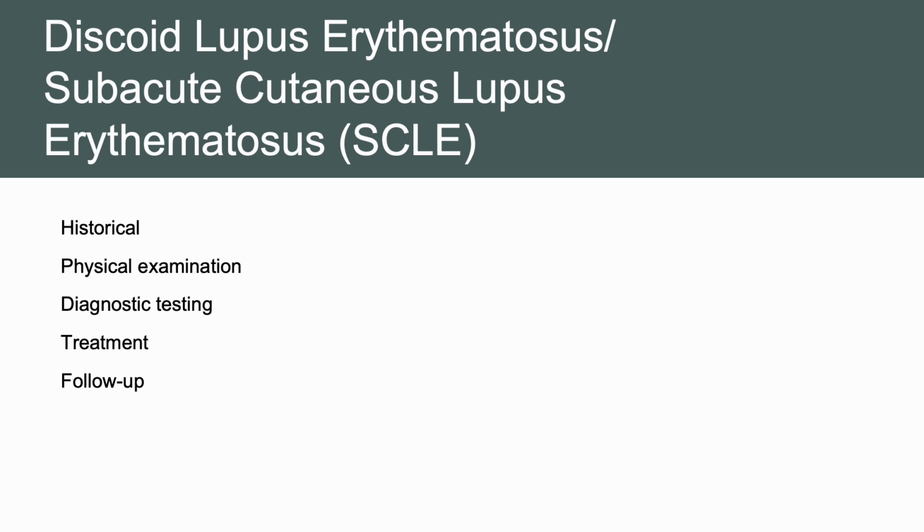For history, we want to discuss a history of photosensitivity. Physical exam shows characteristic lesions. Diagnostic testing, we often order ANA. Also for SCLE, it's helpful to order anti-Ro or SSA or anti-La or SSB antibodies. Skin biopsy is also helpful. Treatment, topical steroids and calcineurin inhibitors. Also, systemic antimalarials like hydroxychloroquine can be used. Follow-up, regular follow-up for monitoring is important, and then educate the patient about sunscreen and photoprotection.